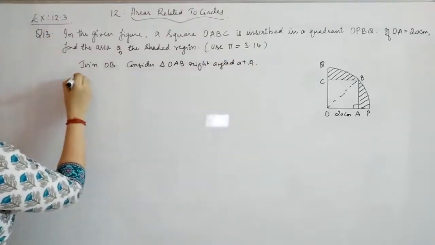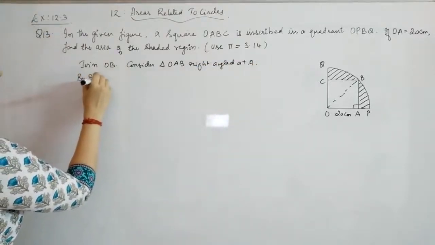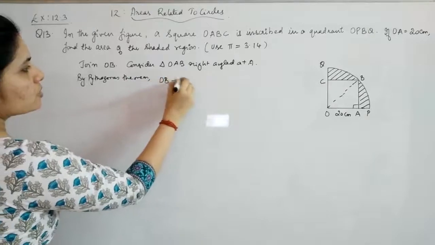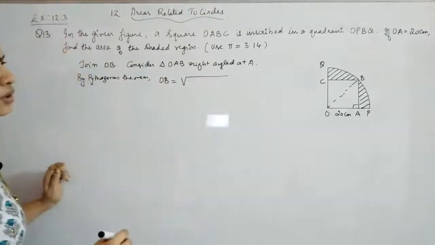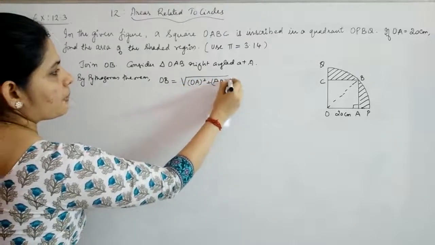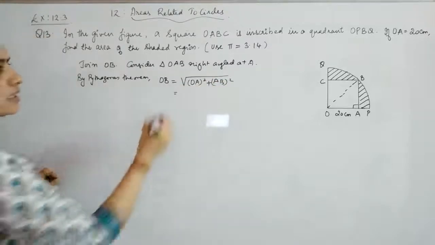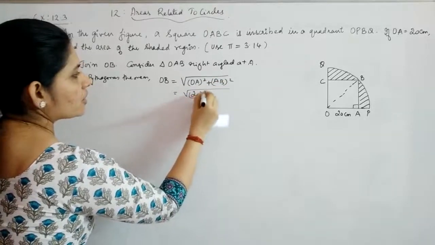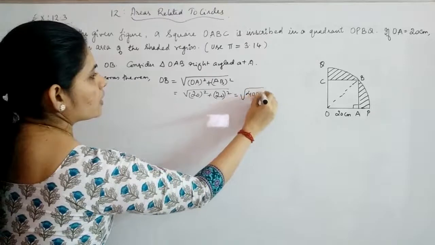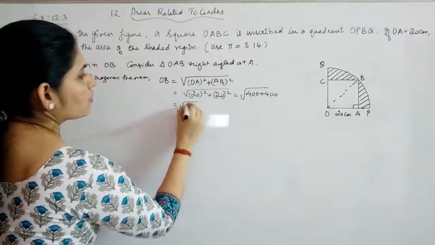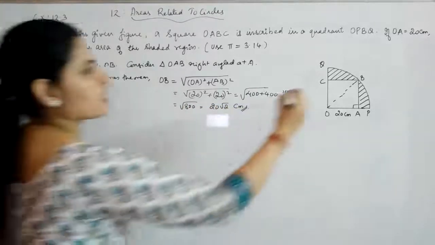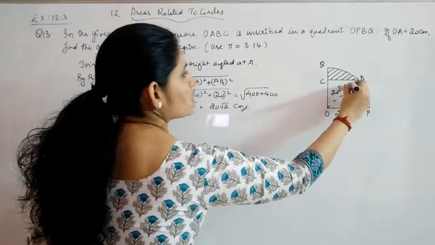So by Pythagoras theorem, what you will get? OB will be equal to root of base square plus altitude square, OA square plus AB square. Both OA and AB are of length 20 centimeters. So here you will get root of 20 square plus 20 square, which is equal to root of 400 plus 400, or root of 800, which can be written as 20 root 2 centimeters. So you got this length to be 20 root 2 centimeter.